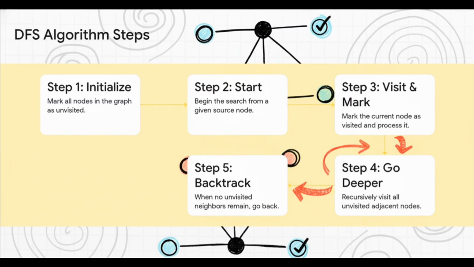So here's the game plan, basically in 5 steps. You start somewhere, you mark your territory as visited. Then you dive deep into one of its neighbors. You just keep going deeper and deeper, marking each new spot. And here's the absolute key. When you hit a dead end, you backtrack. You just retrace your steps to the last intersection and try a path you haven't taken yet.